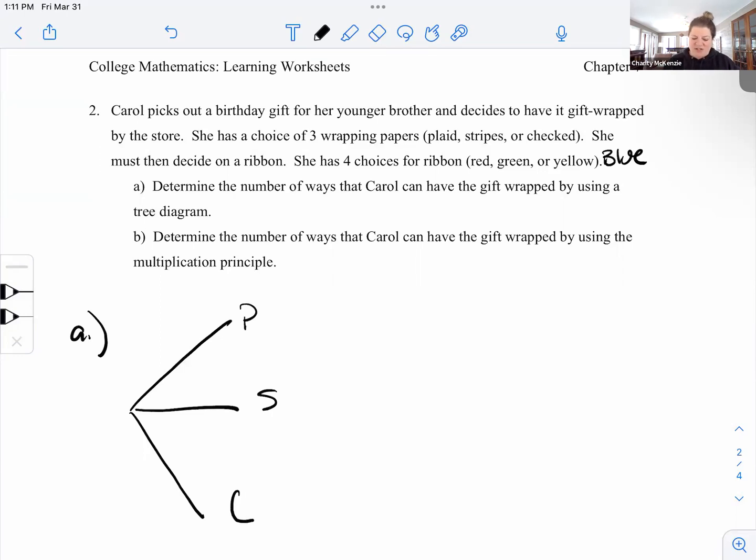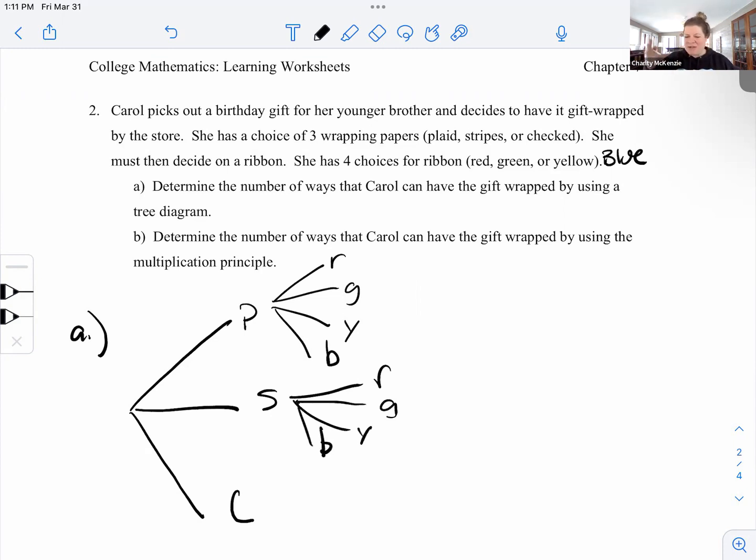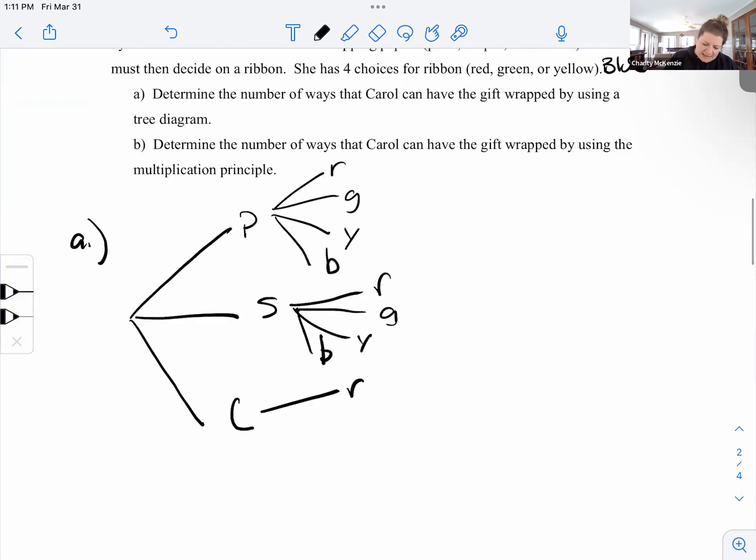Okay, and then she has to decide on the ribbon, and the ribbon is red, green, yellow, or blue. If I pick this one, it's a little bit different. If I pick striped, I still have the option of red, green, yellow, or blue. Okay, it didn't count down. And this one either. So red, green, yellow, blue.